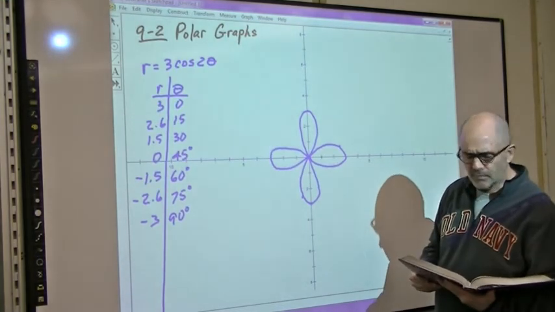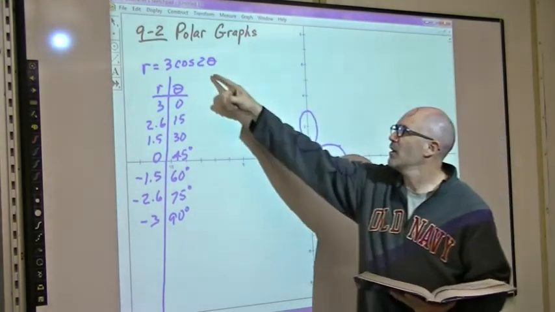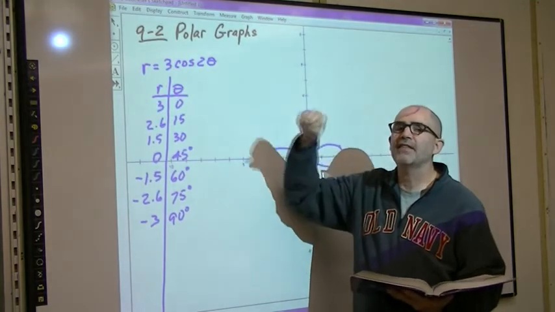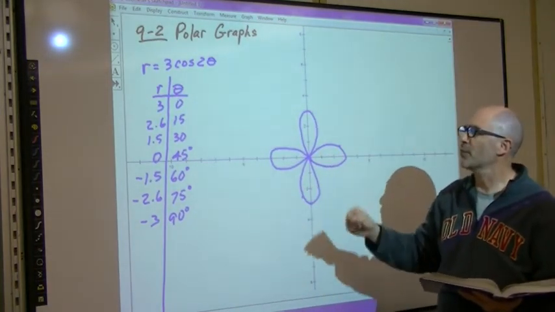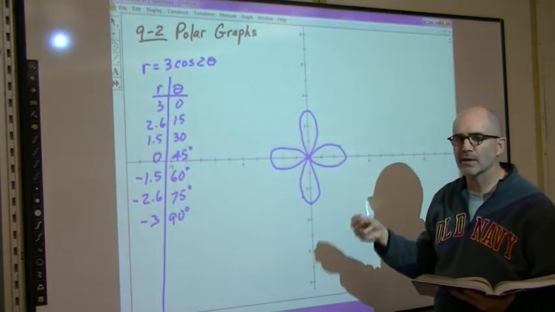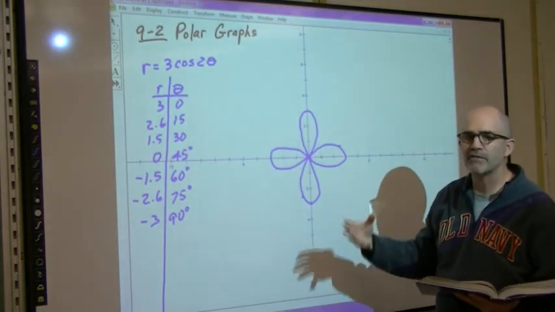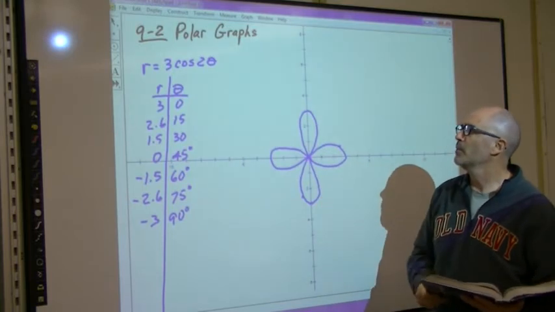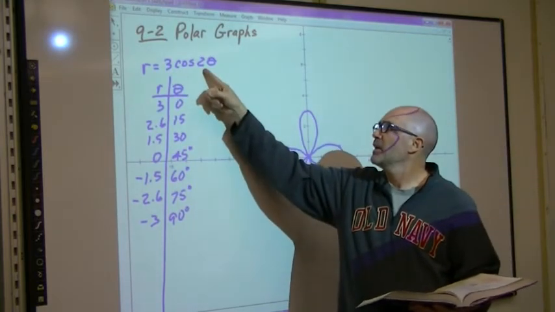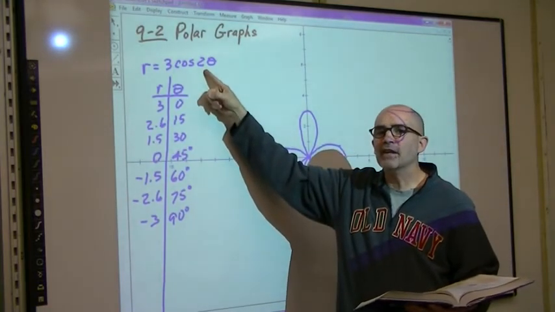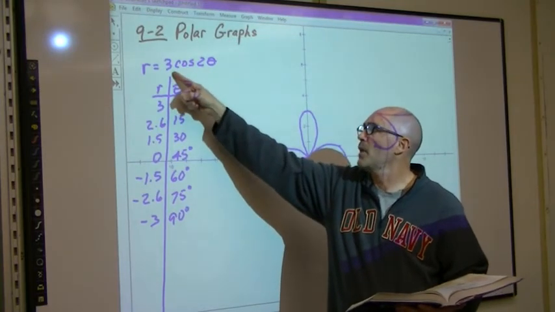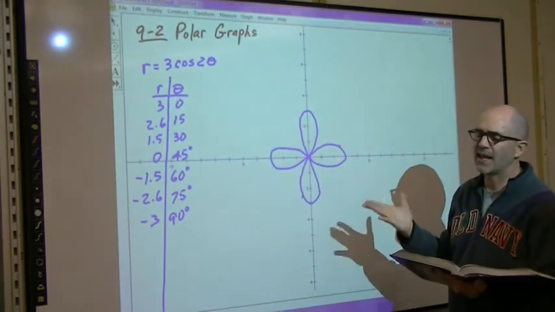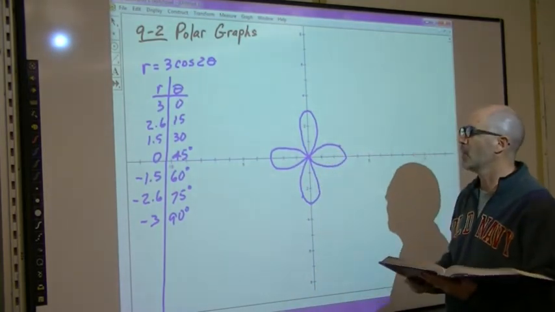Now, if the n here is odd, then that's exactly the number of petals. So 3 cosine 3 theta would give me 3 petals. 3 cosine 5 theta would give me 5 petals, and so on. So an odd number here gives you that number of petals. An even number here gives you twice as many petals. This number is the radius of each petal, or the length of each petal, the radius of the flower.